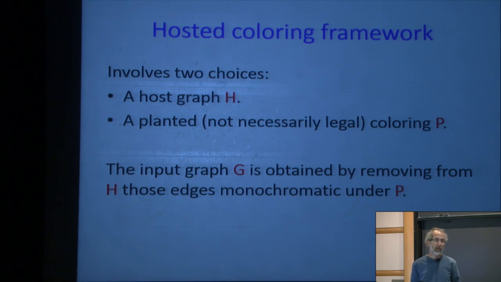And then within the host graph H, one plants a coloring, not necessarily legal, so every vertex receives a color. Then edges which are monochromatic, we remove them from the graph, and then the coloring that we planted becomes a legal coloring. And this is the input to the algorithm without the coloring, of course, and the algorithm needs to find some coloring of the graph.